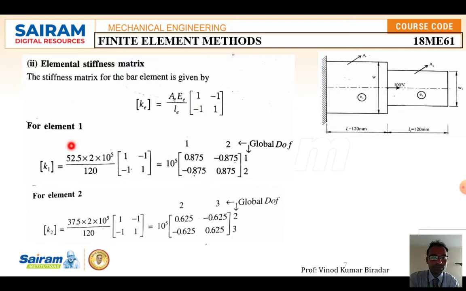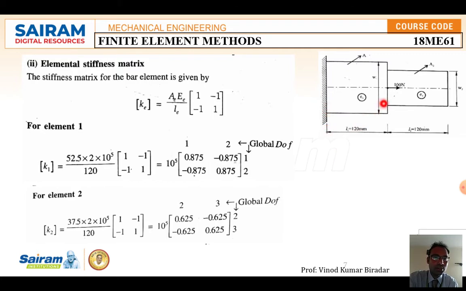For element 1, K1 is equal to AE by L, where A is the area 52.5, Young's modulus is 2 into 10 to the power of 5, and length is equal to 120. You have to simplify this, you are going to get 0.875 into 10 to the power of 5, [1 -1; -1 1]. Keep 10 to the power of 5 as it is, then multiply 0.875 into this matrix, you are going to get [0.875 -0.875; -0.875 0.875]. Since you calculated one element, one element consists of node what?